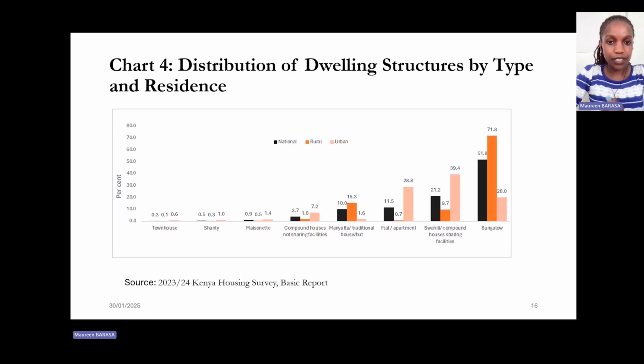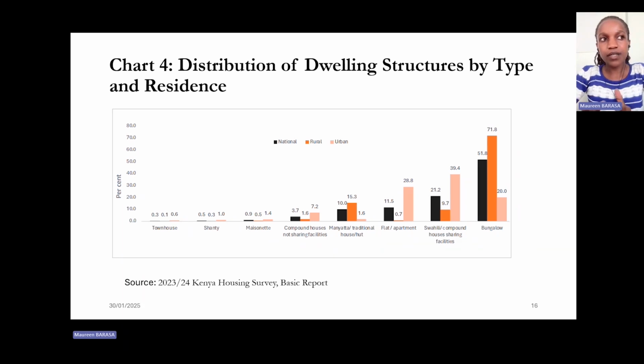And next is just the distribution of dwelling structures by type of residence. So this cuts across different dwelling structures, all the way from bungalows to townhouse. So the most dominant one is bungalows for the rural areas. Yeah, the rural areas have the most number of bungalows, followed by the national level. Yeah, it's actually above the national average, which is at 51.8%. And the rural one is at 71.8%.